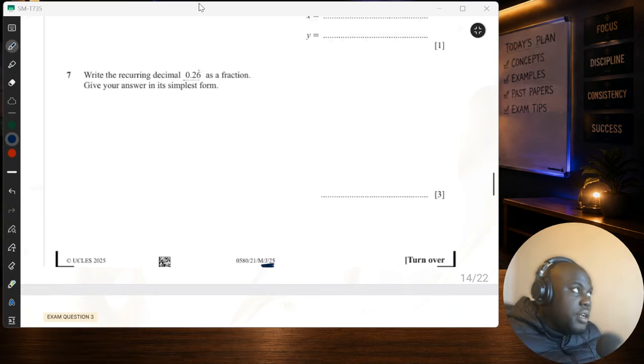No calculator. They ask you, write the recurring decimal as a fraction. So now we are sure that it always comes. Here it's worth 3 marks. So we're sure that it always comes and it's usually having good marks. Okay? Sorry for the glitch.